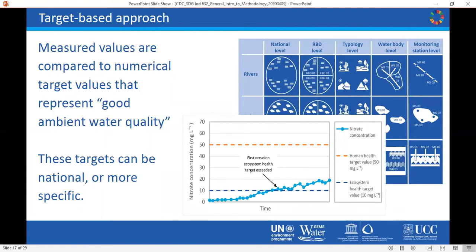And countries can choose target values which are specific, so you can set targets that apply to the national situation, or you can be more specific and look at river basin or typology level. For example, you may set a different target value for an upland river to a lowland river. And you can really get down to quite specific detail, but that's on a country by country basis as they choose.